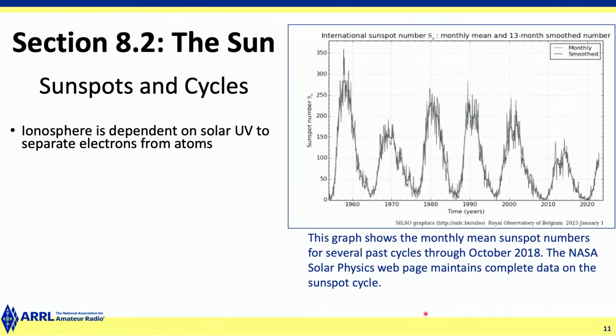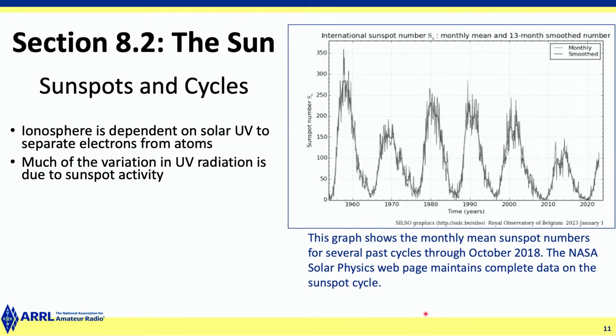So we know that there are sunspot cycles. And remember, the ionosphere is ionized by the ultraviolet radiation coming from the sun. And much of the variation in ultraviolet radiation is due to sunspot activity. 6 or 7 years ago, the sunspot activity was 0, right? Now it's about 160. One sunspot cycle lasts 11 years. So every 11 years, you get this variation in the number of sunspots, where you get the troughs and the peaks.